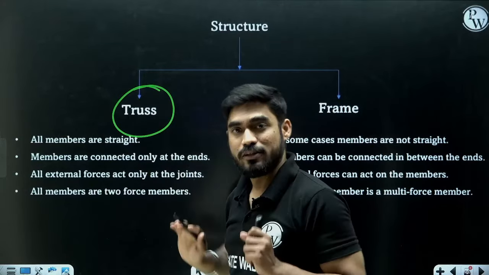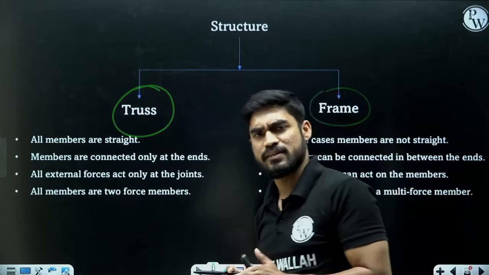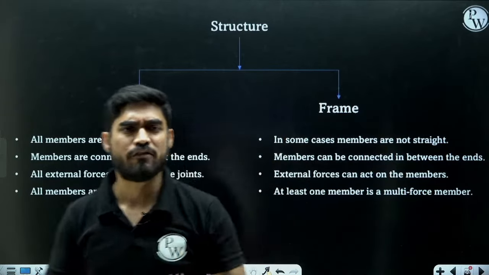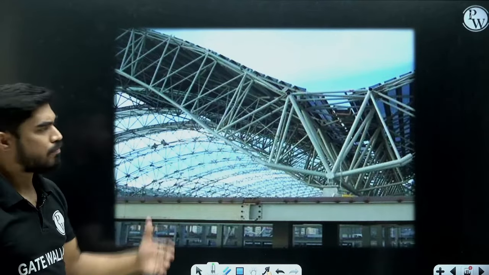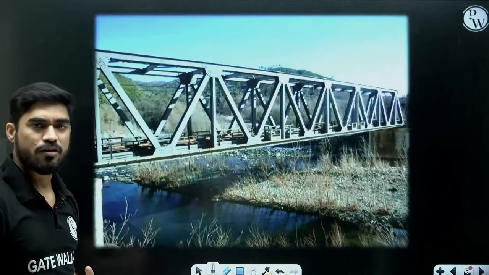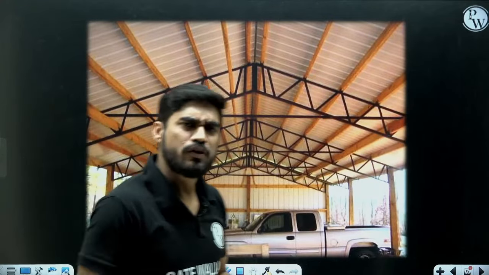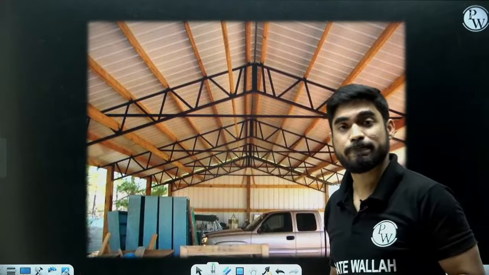There are truss and there is frame. Both are structures. If you just look at it, you can't say whether it is a truss or a frame. Can you tell me whether this is a truss or a frame? No. Can you tell me whether this is a truss or a frame? No. Can you tell me this is a truss or a frame? No. So what is the difference between truss and frame? Both are structure only. The difference is in the analysis of them.